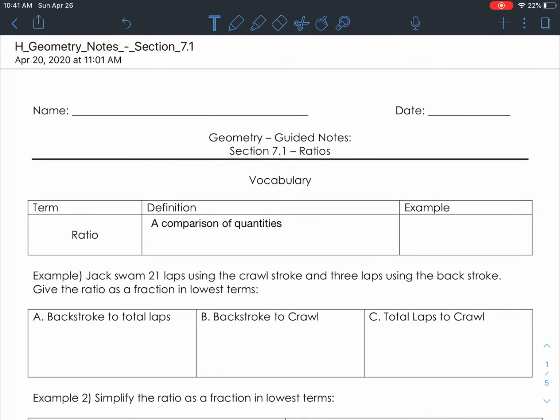All right, guys, so we are starting chapter 7. And chapter 7 is all about ratios and proportions. So this first lesson is actually a very algebraic lesson, almost like pre-algebra, okay? So there's not a lot of geometry in this.